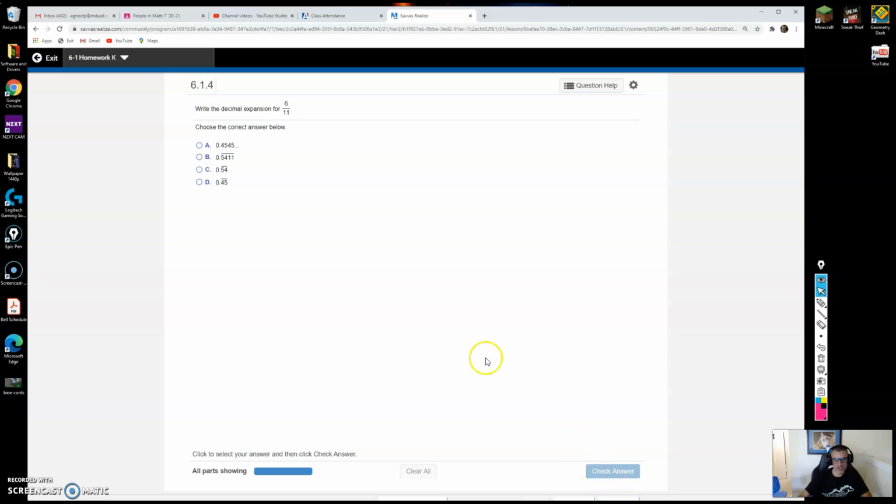All right, this one says write the decimal expansion for 6/11. So remember, this is a division problem. 6 divided by 11. So let's go ahead and do this division and figure out what the decimal expansion is. 6 divided by 11. The number on top always goes inside the house, and then I have to add some zeros.